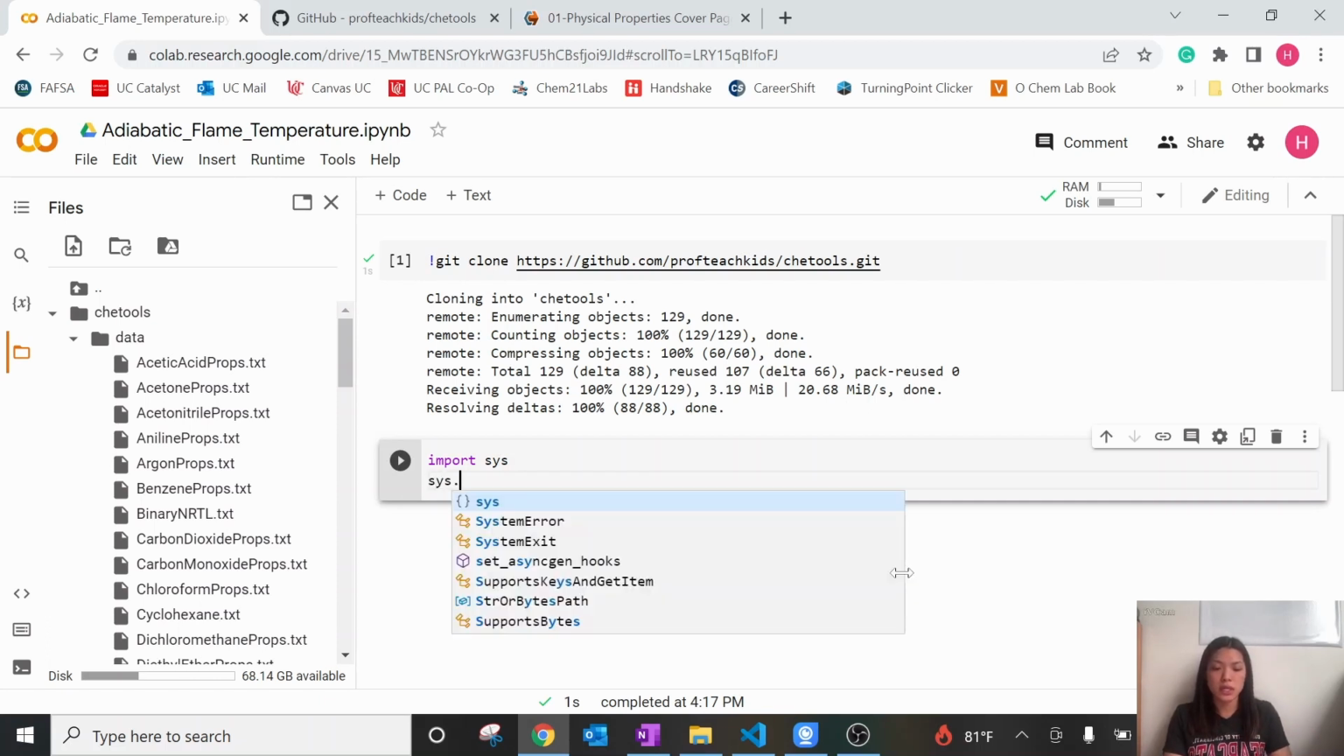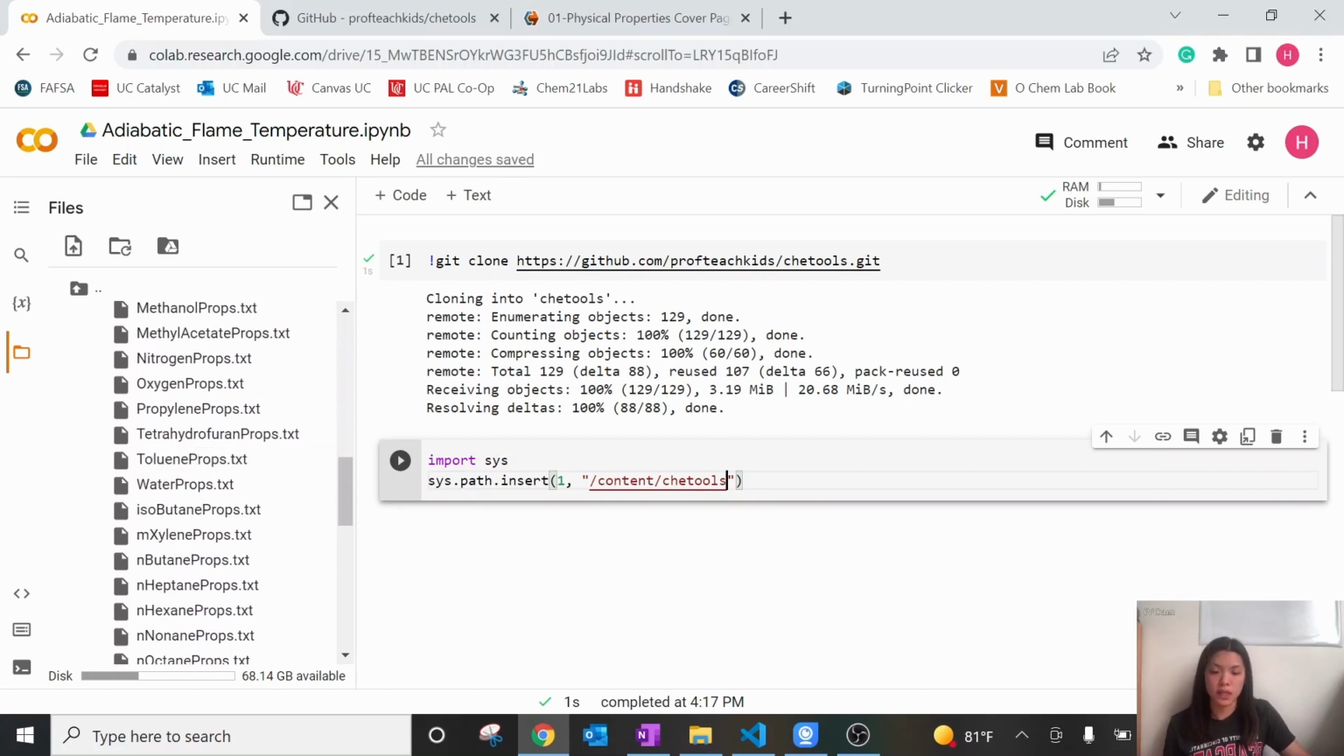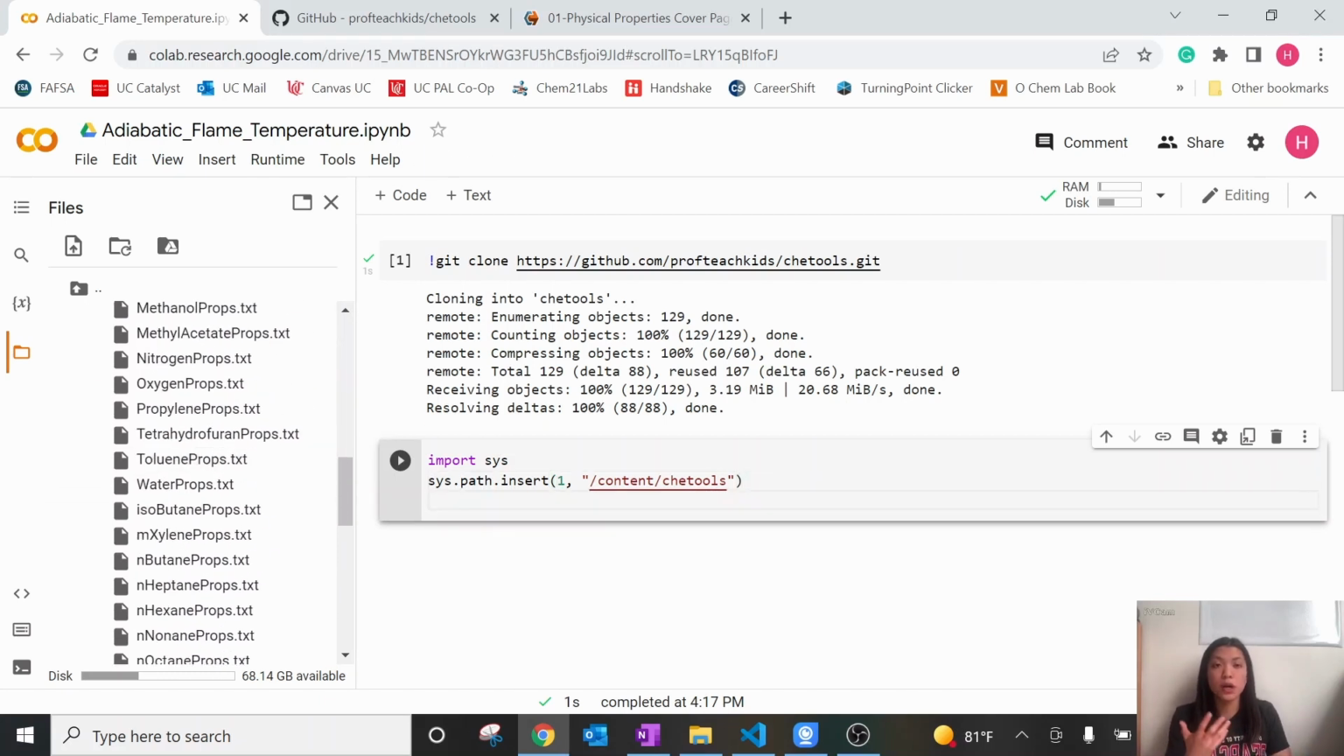So we're going to use sys.path.insert. This is us telling the code where to look. We want it to first look in content, that's our table of contents, and then next it's going to go to the CHE tools, and that's this folder here. So that's where it will find everything. And since we're importing things, we're going to import them all at once, so we have it all at the top.